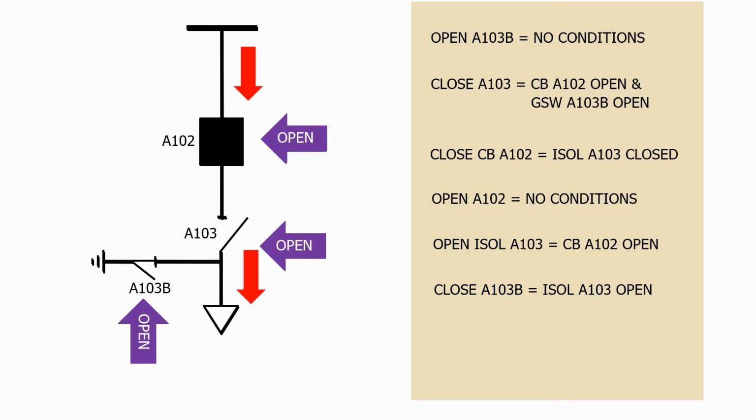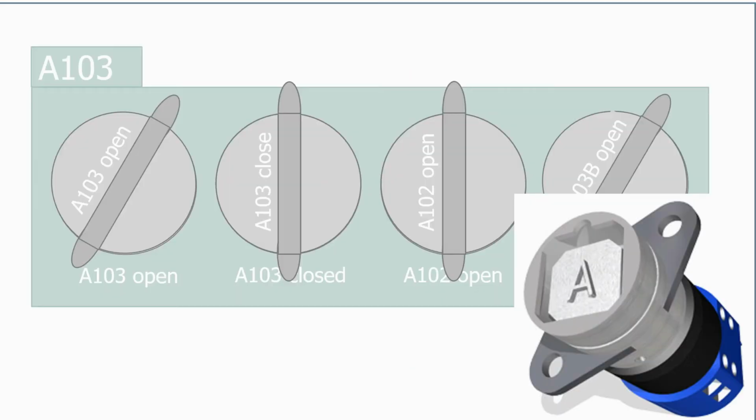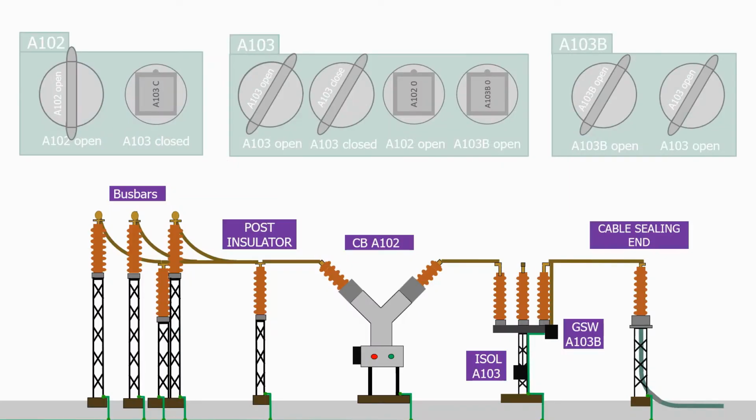In the second part of the lecture on interlocking, we look at a typical mechanical interlocking scheme. We start with basic principles before applying it to some typical bay configurations.